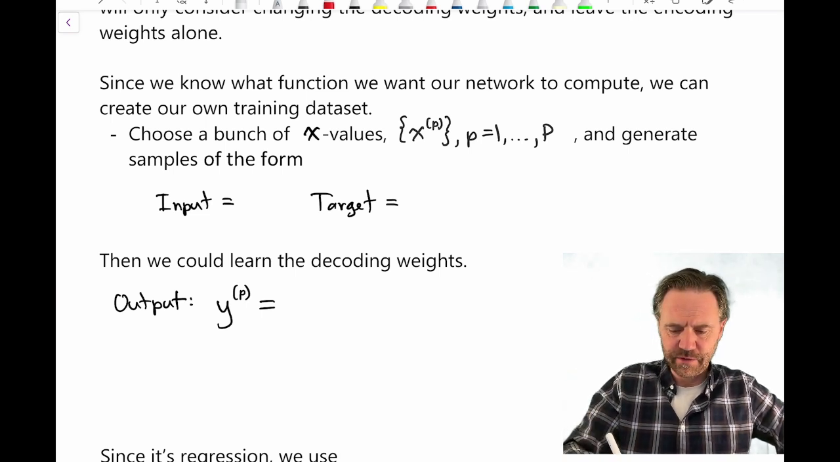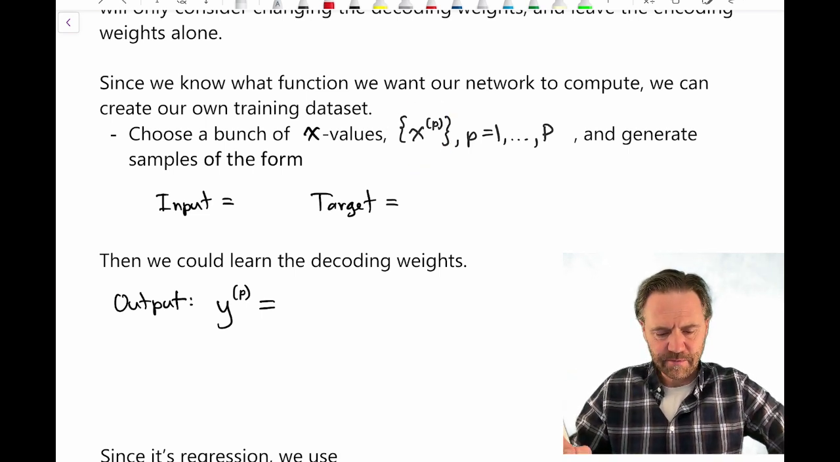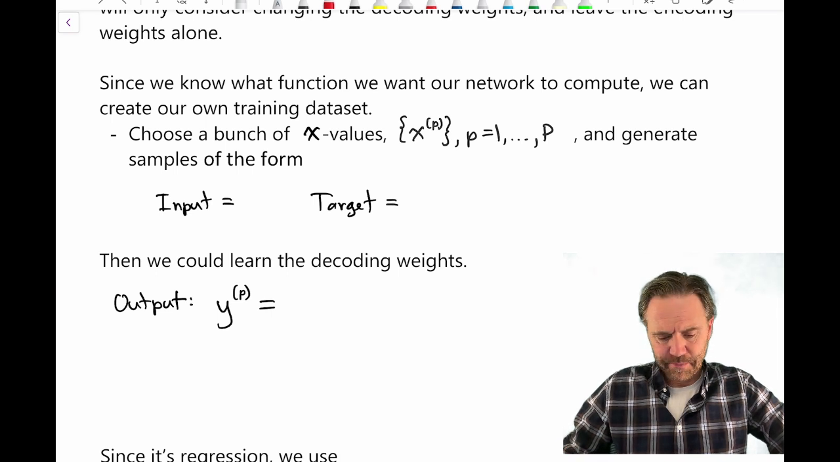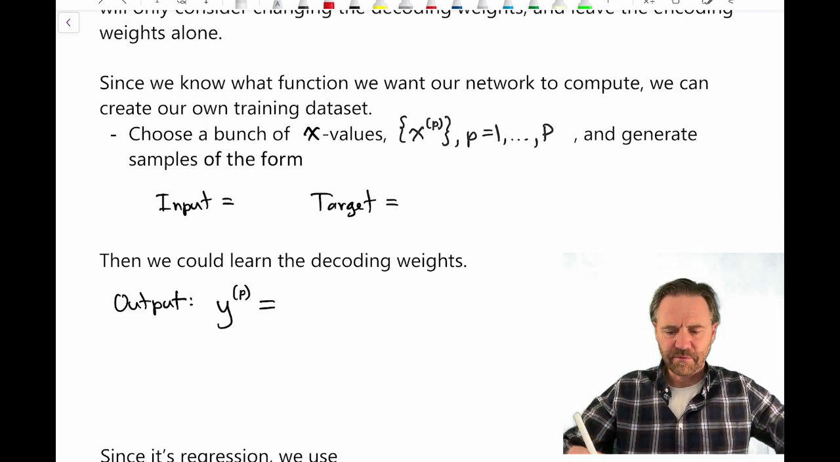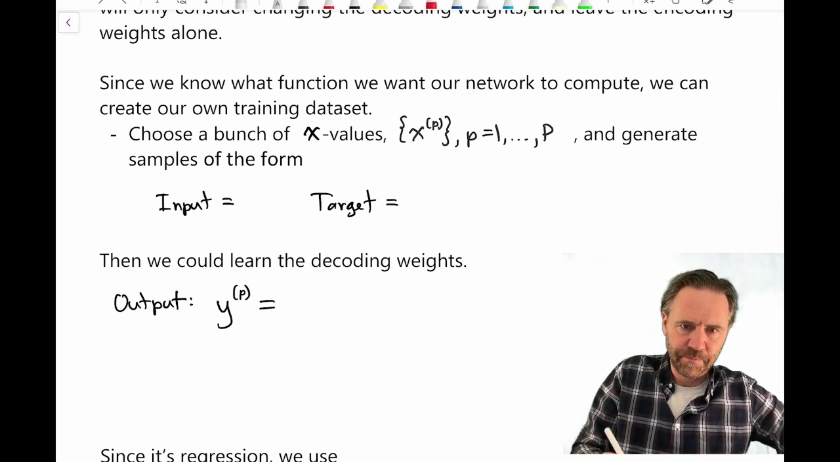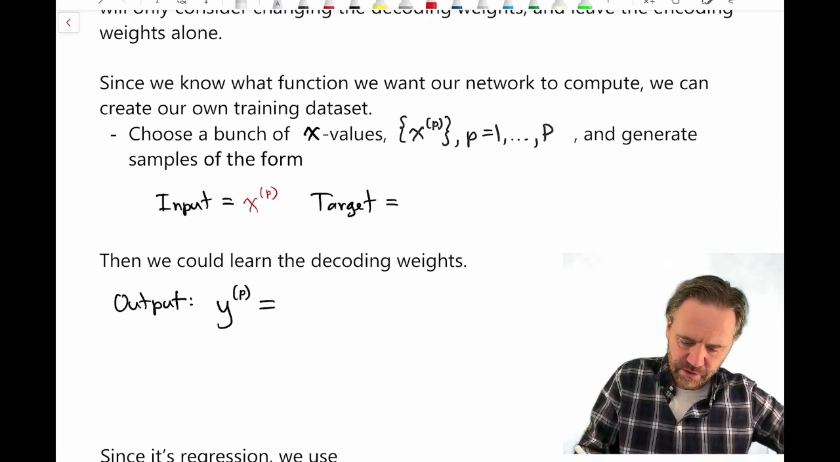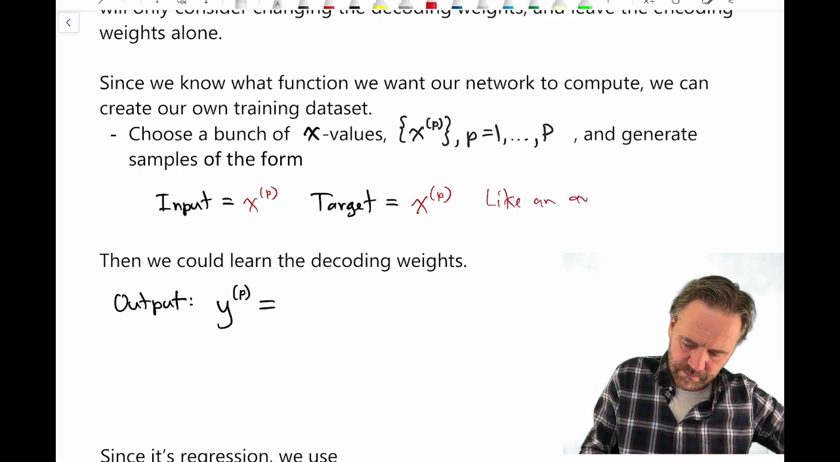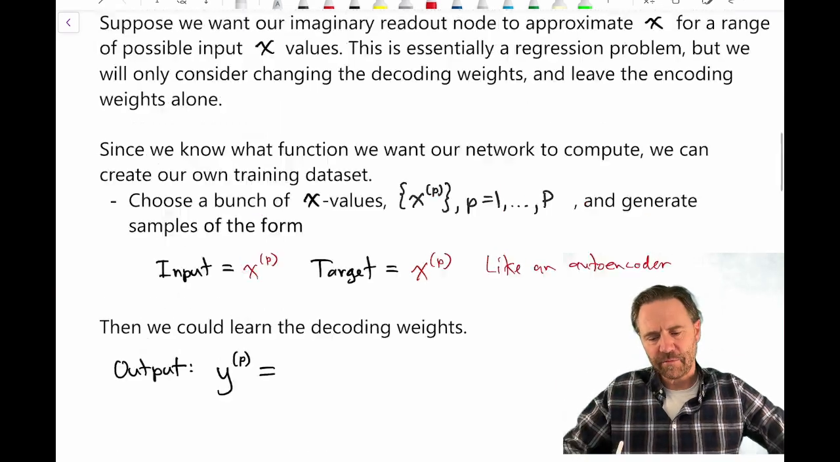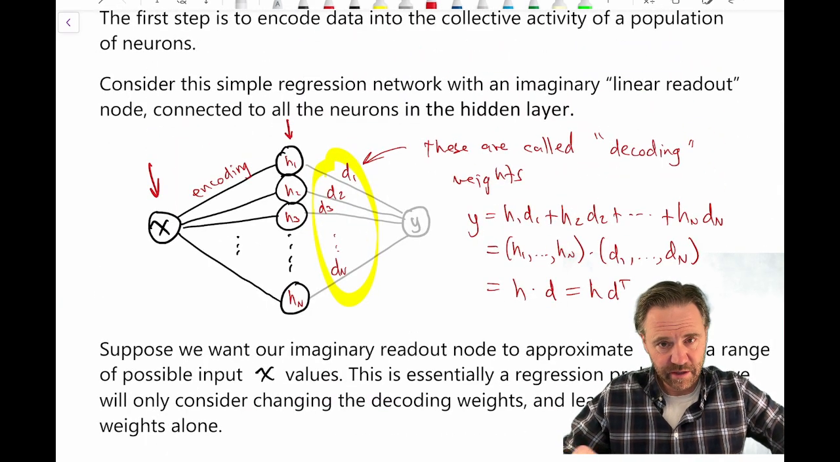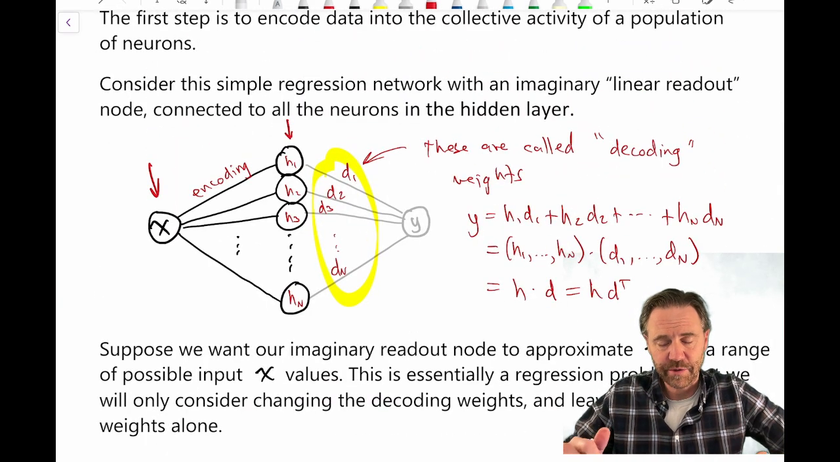And here I've got all these X values. There are capital P of them. We're going to generate samples from those. So the inputs are these X_p, and the targets are the same things. This is like an autoencoder. In fact, this network up here is an autoencoder in the way we're currently treating it.